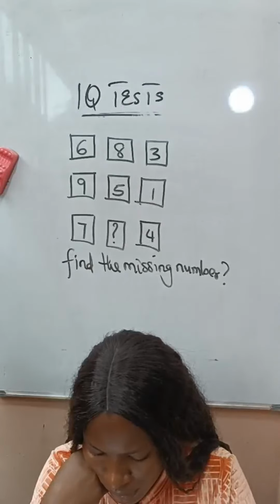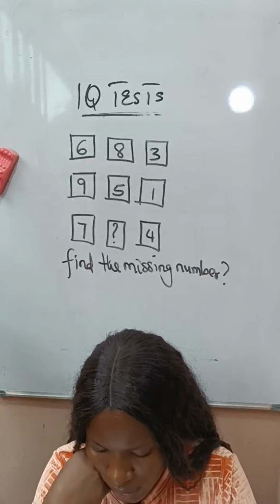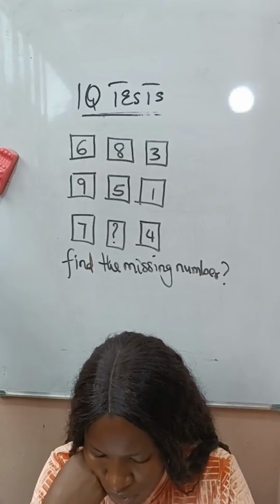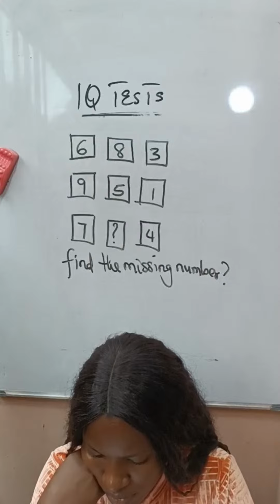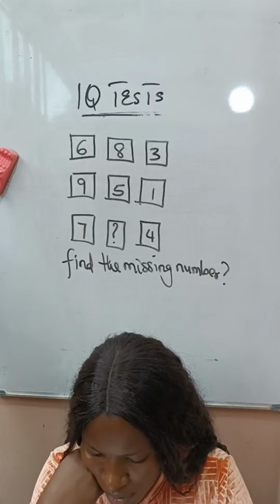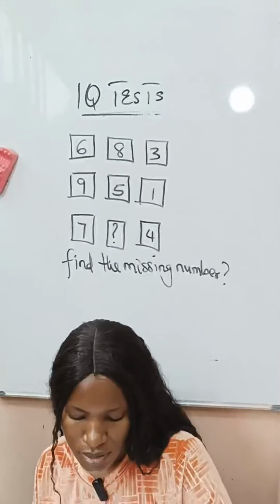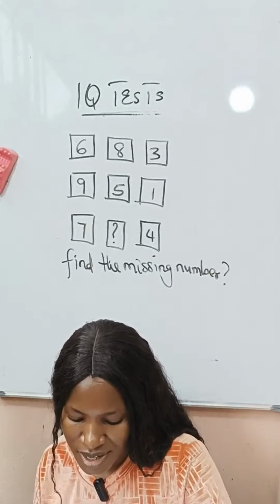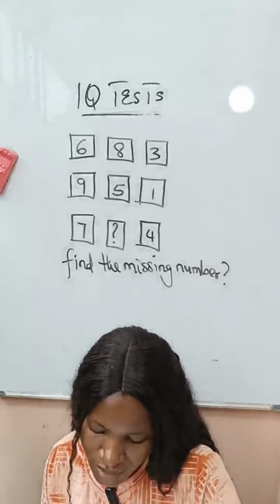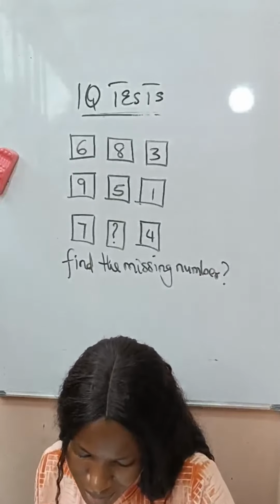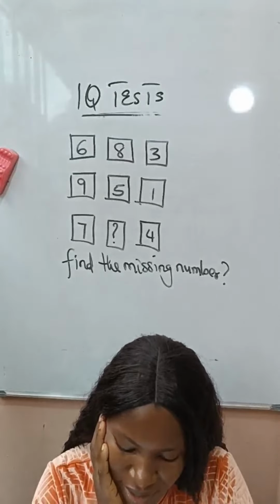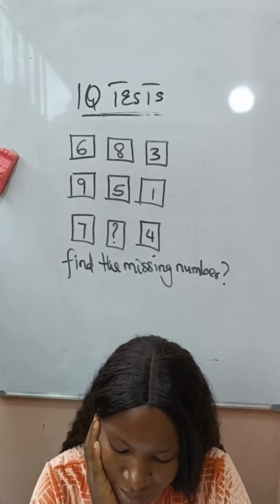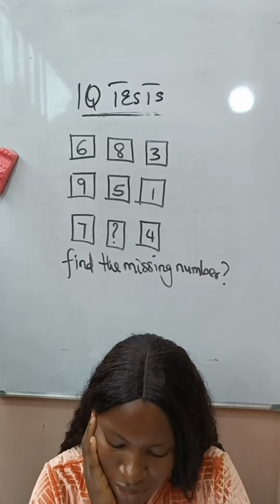So let us go. I've gotten 2, 2, 2, 2. Okay, Ramaya says it's 2 as well. Find the missing number. This is actually an interesting IQ test. They are all interesting.